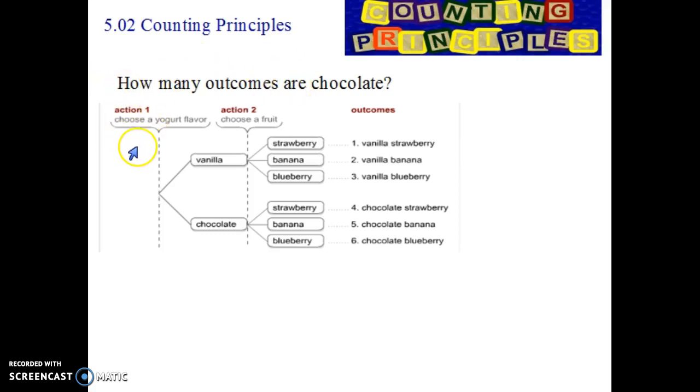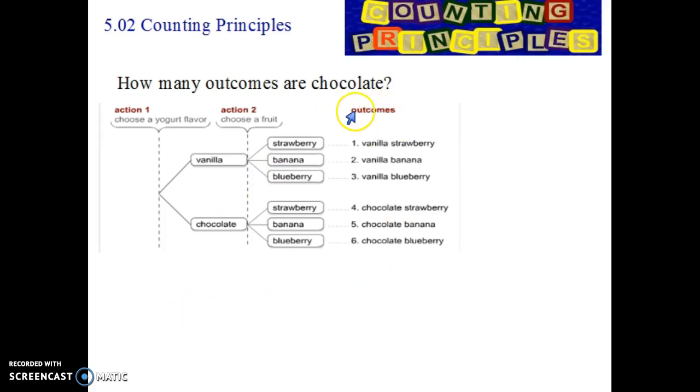The first question on the quiz is going to give you a tree diagram. In this tree diagram, we have two actions involved. We're going to go to a yogurt shop, and first we're going to choose our flavor of yogurt, either vanilla or chocolate. The next choice is what kind of fruit we want on it, and we've got three choices there: strawberry, banana, and blueberry.